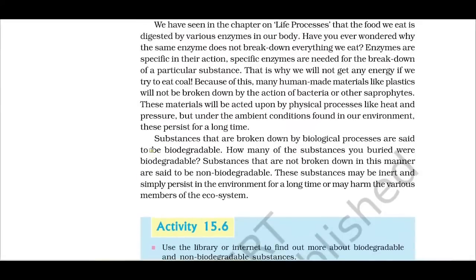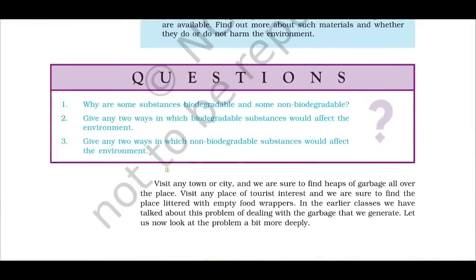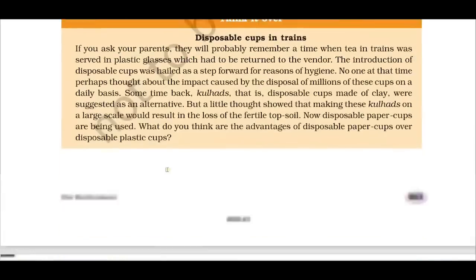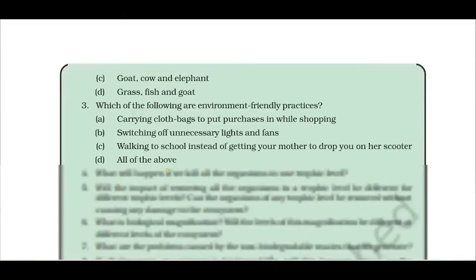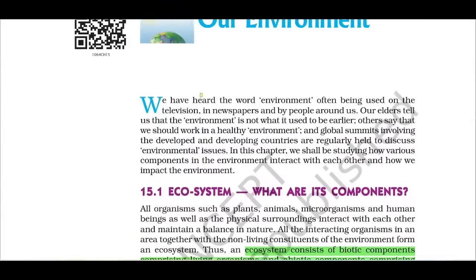Example for biodegradable is what? The vegetable waste, the waste of animals, etc. Whereas non-biodegradable, it is plastics, PVC pipes. So these are the important concepts from this unit, our environment. Definitely you should study this chapter. Easily you can score 3 to 4 marks.